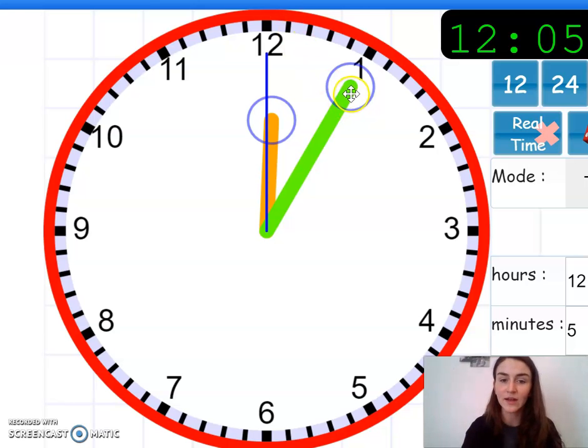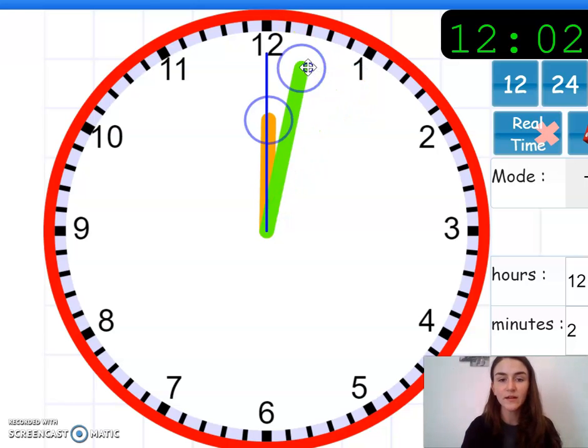So if our minute hand is pointing at the second tick, right? Our hour hand's at the 12. In our minute hand, we just count the little ticks in between. So it's 12:01, 12:02. See, it's pointing right there at the second tick, okay?